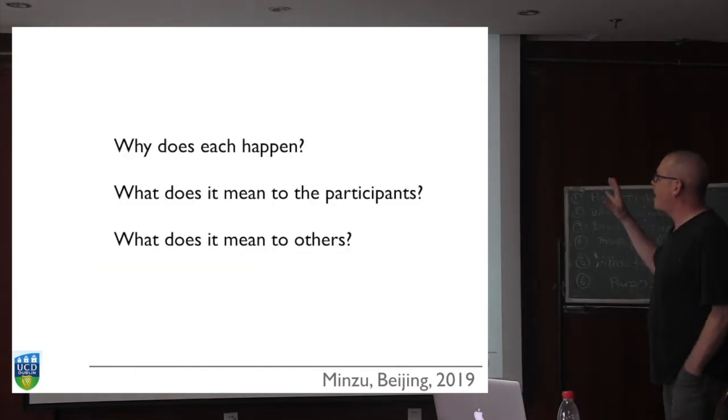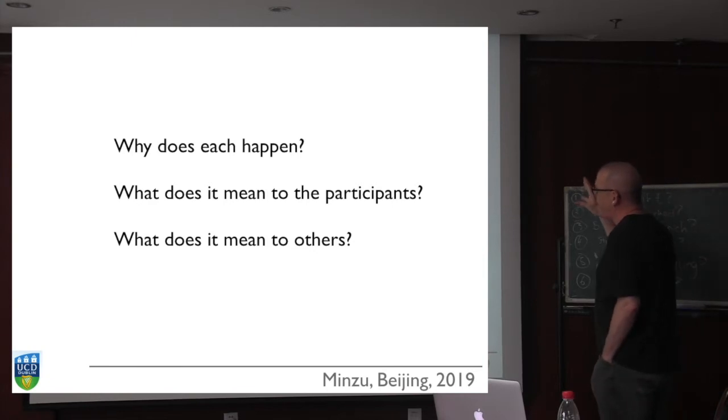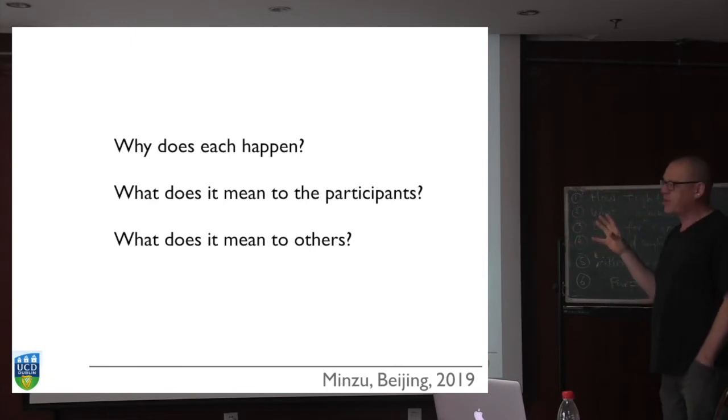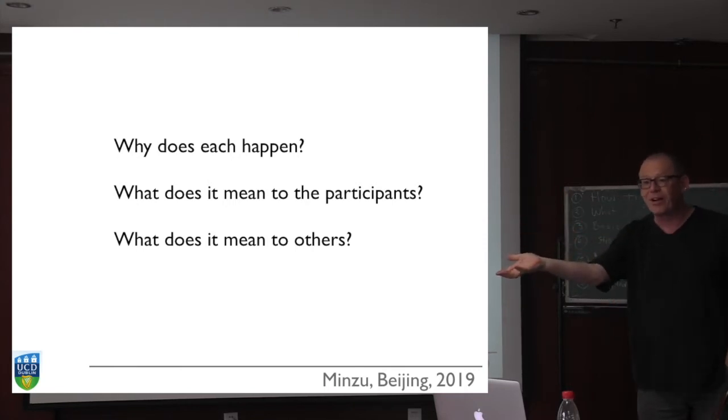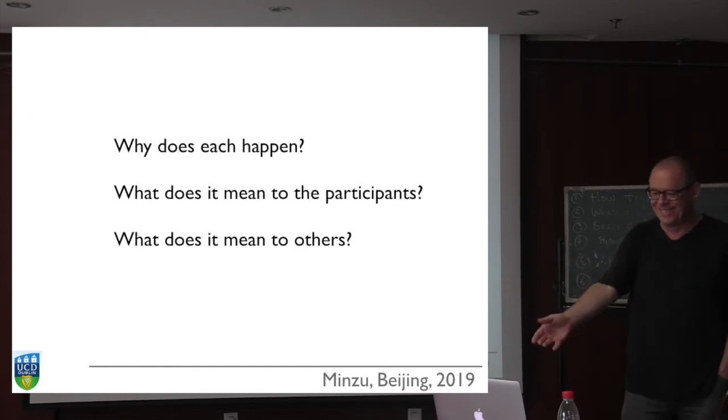And synchronization happens for a variety of purposes. It means a variety of things to participants, and it means a variety of things to onlookers as well. So the teacher may not have found that those girls were engaging in very positive behavior. Again, I encourage you wholeheartedly to behave like this in class.